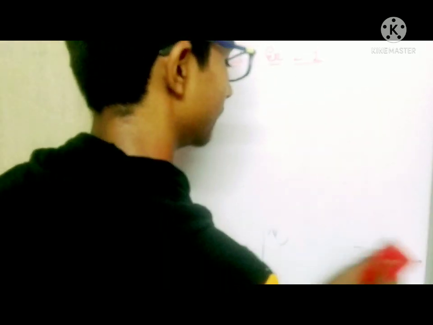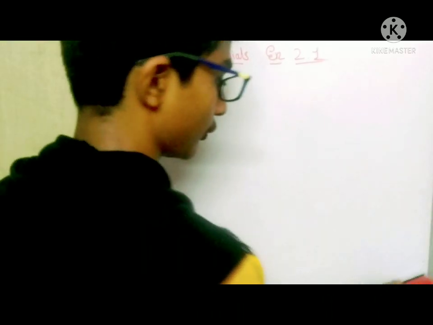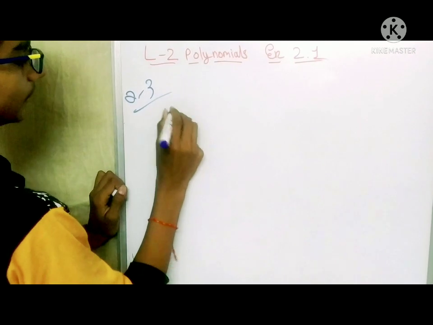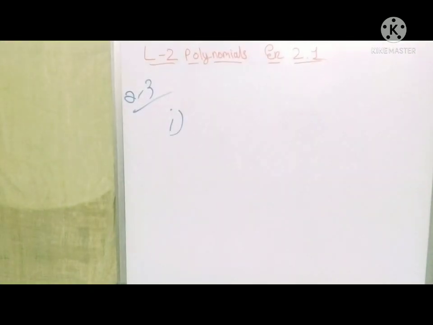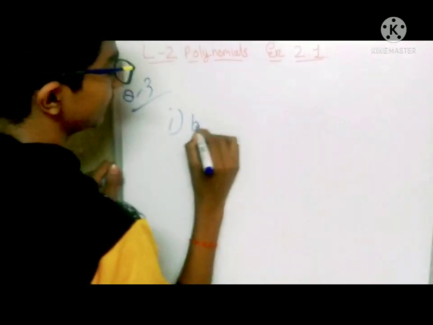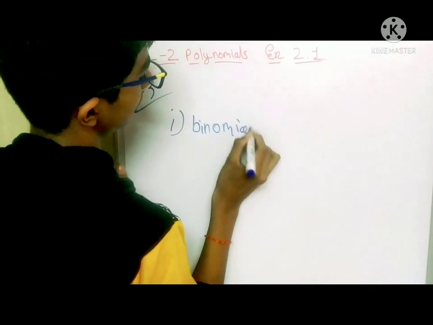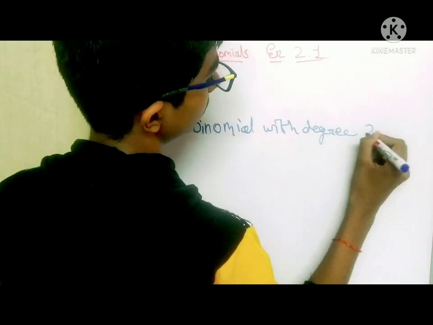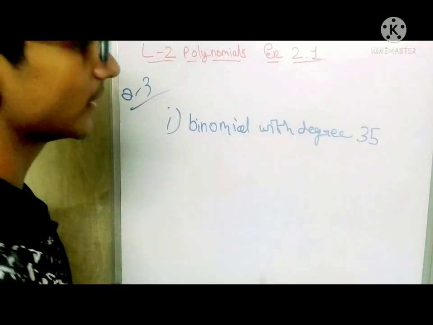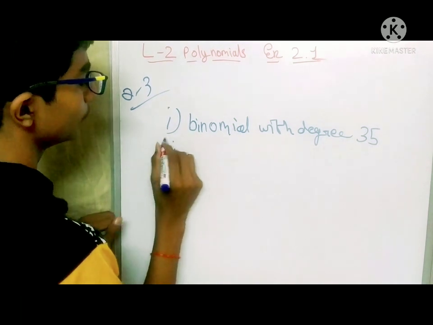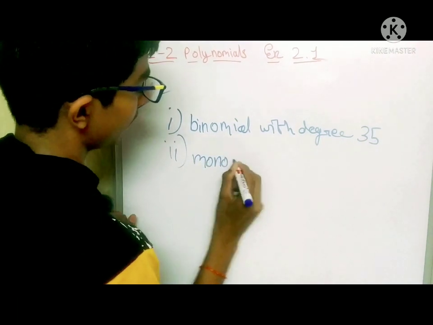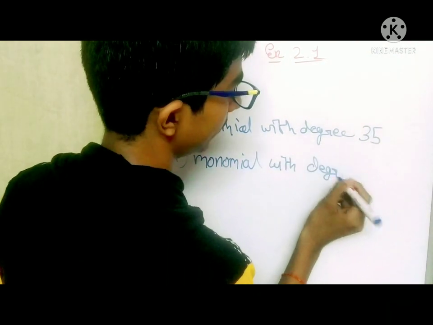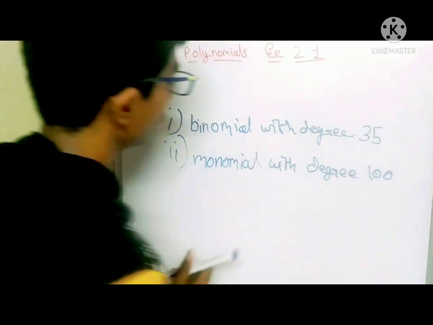So in question number 3 you have been given that you have to write a binomial with degree 35. So question number 1 is you have to write a binomial with degree 35, and question number 2 is you have to write a monomial with degree 100. So what will you do?